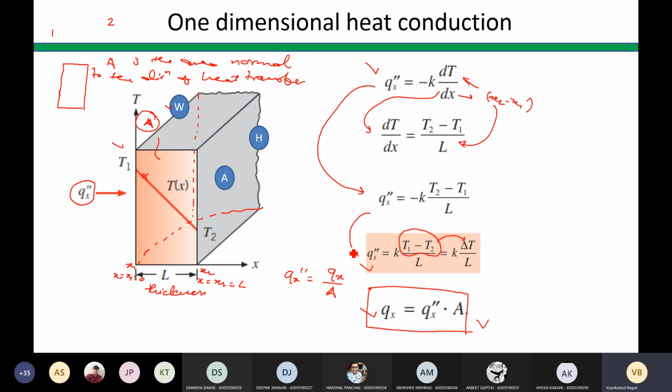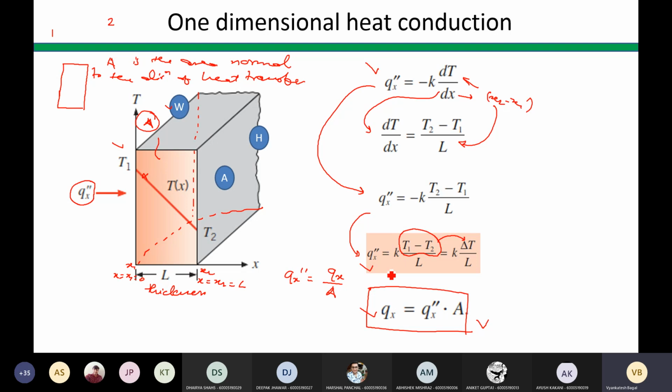In the coming lectures, we'll derive the general heat conduction equation in Cartesian coordinates, and we will also use the differential form of the heat conduction equation and apply it to the simple case, and we will still be in a position to derive the same expression which we have derived using Fourier's law of heat conduction. Clear? So note down these expressions and then we will go to the next slide.